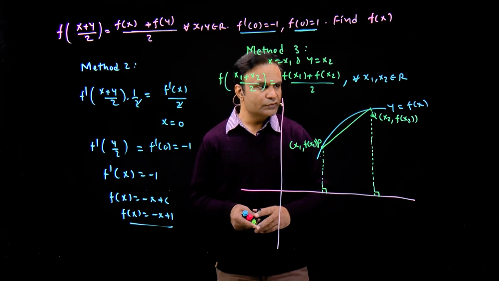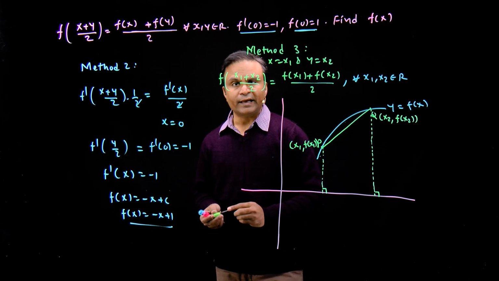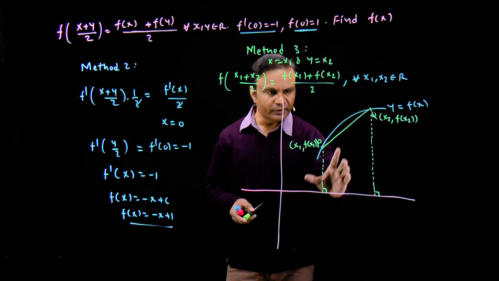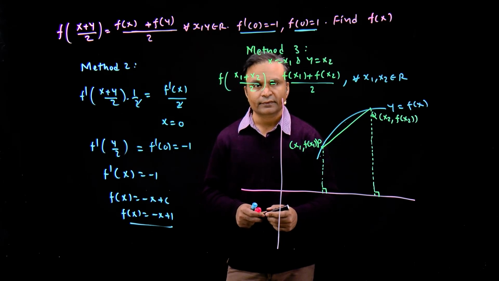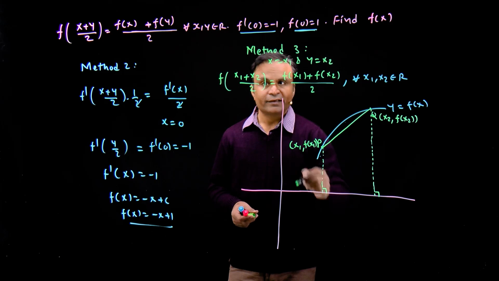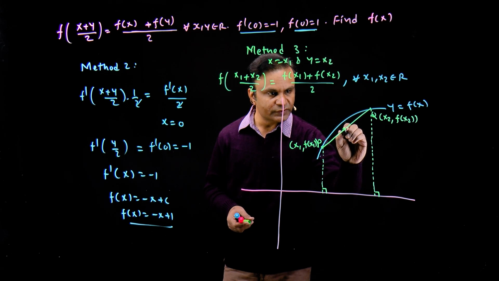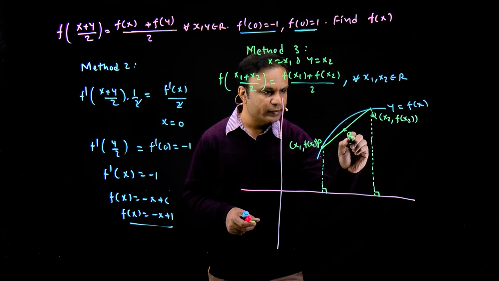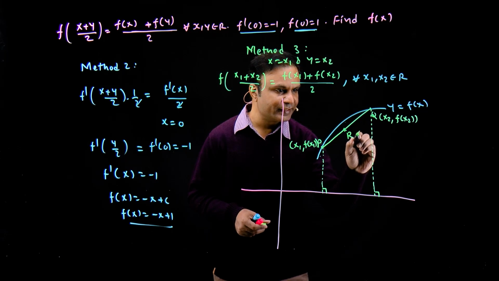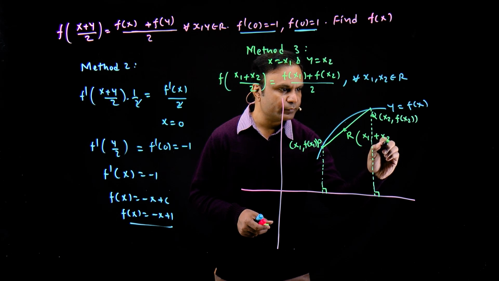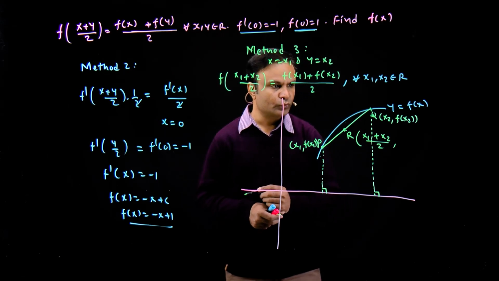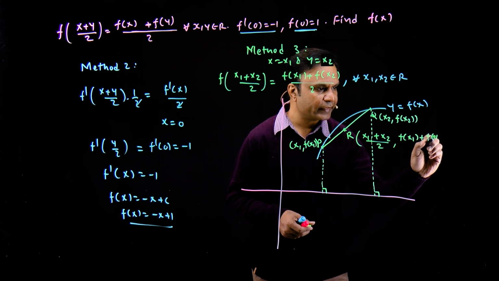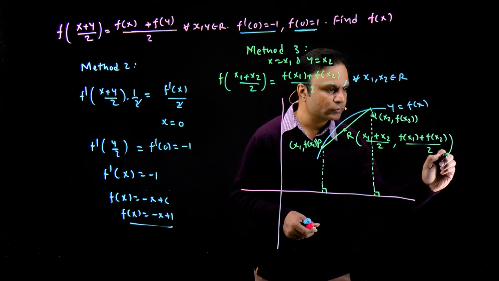Okay, why I'm doing this way? The reason is I have here f of x1 plus x2 by 2. Now can you tell me where I locate this abscissa? Certainly this abscissa will be for point which is midpoint of PQ. So let's consider midpoint R, whose abscissa is x1 plus x2 by 2, and the ordinate will be f of x1 plus f of x2 upon 2.